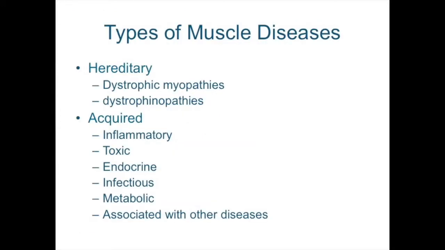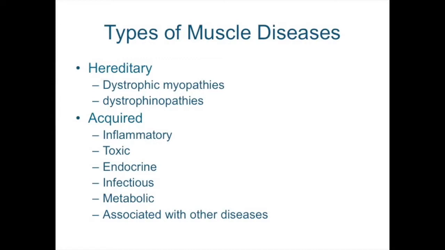So within muscle diseases as well, we can divide things up into hereditary and acquired, just as we did with the nerve diseases. Examples of hereditary muscle diseases would include a large group called the dystrophic myopathies, and examples of that would be things like Duchenne's muscular dystrophy or Becker's muscular dystrophy, which are progressive diseases that affect a protein in the muscle membrane caused by a genetic problem.